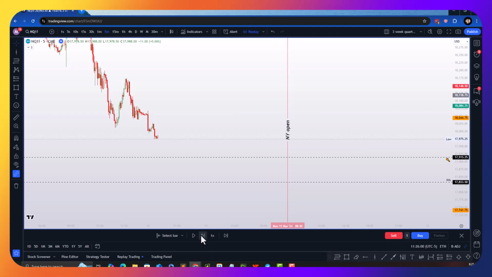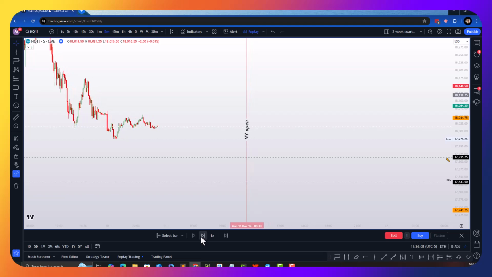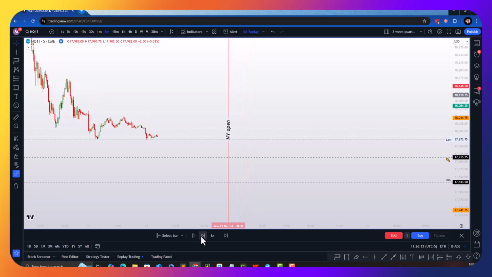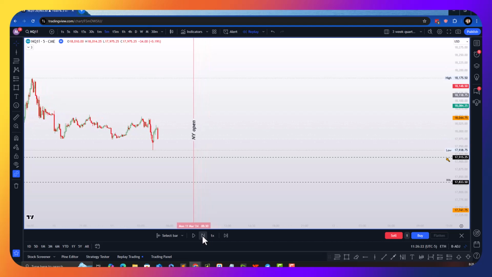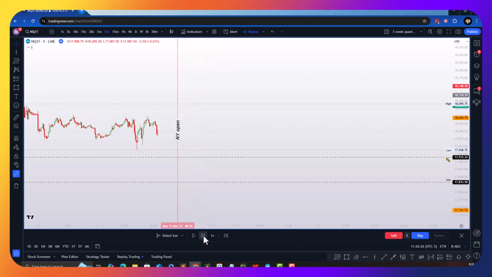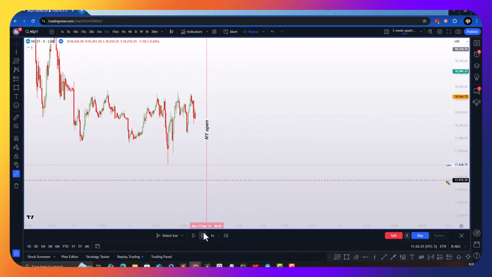Here I'm just marking out some key levels to see how price reacts to those levels, if it can flush under or find support there. Got the pink vertical line for New York Open, and let's see where the initial condition is.